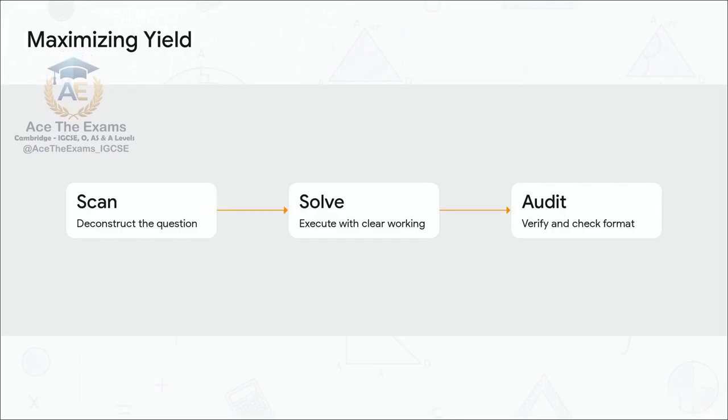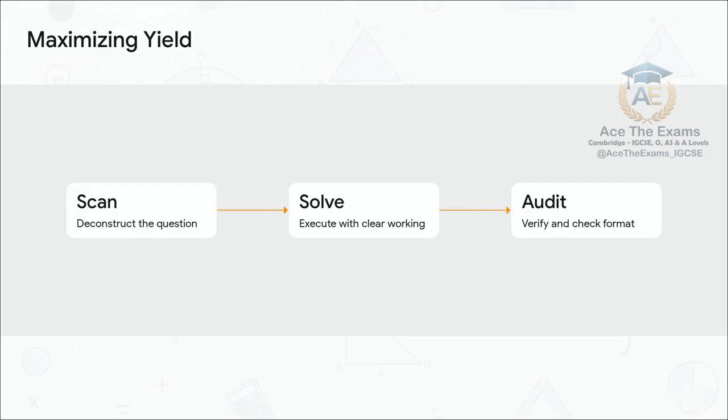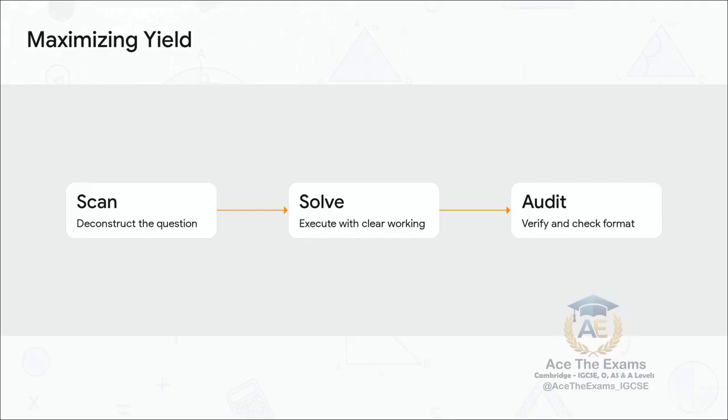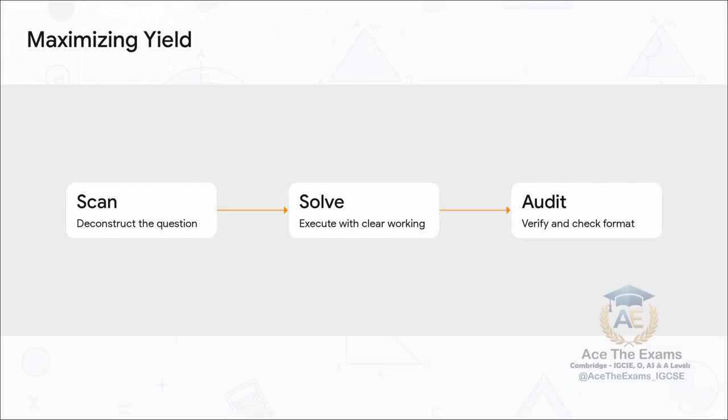First, the 3-step question scan. Before your pen ever touches the paper, identify the given information, locate the specific command word, and select the exact analytical framework required. Second, the marks per minute formula. In a 9709 paper, you do not have the luxury of getting stuck and staring at the wall. Allocate your time strictly based on the tariff of the question. If it is a 3-mark method question, execute the procedural sequence efficiently and move on.